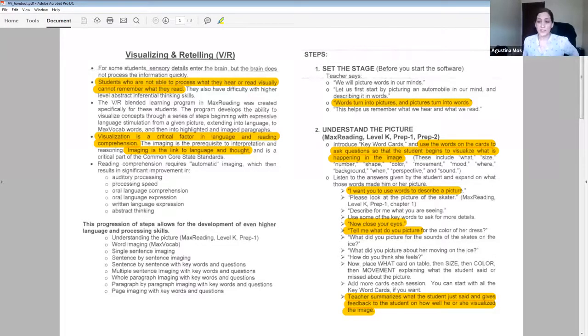So visualization is a critical factor in language and reading comprehension. Imaging, making an image, is the link to language and thought. If you think about it, that image and that thought and that language, they're always connected. You have to think of things before you say them, right? And when you're writing a paragraph, you have to think of it first. That's a sort of visualizing exercise as well. So initially we start with the pictures because it's the easiest, in a way, format to do so. You create a picture in your head from a picture on the screen or a picture on paper.